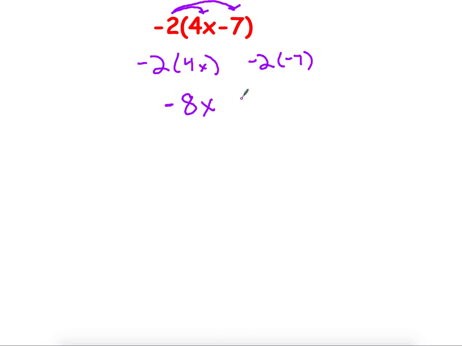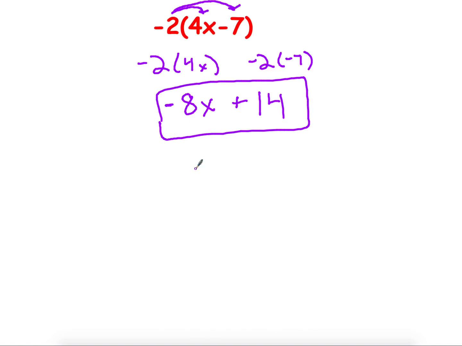Negative times a negative is positive, so notice how I'm just going to write my sign within my expression. And then 2 times 7 is 14, so I get negative 8x plus 14. I am done. Hopefully you guys got that one. Okay, sometimes this takes a little bit of practice, but it's not too bad.